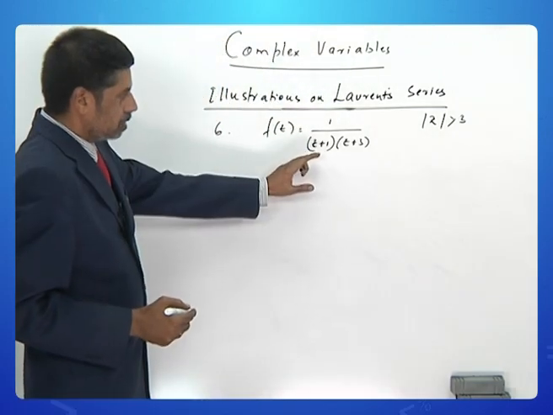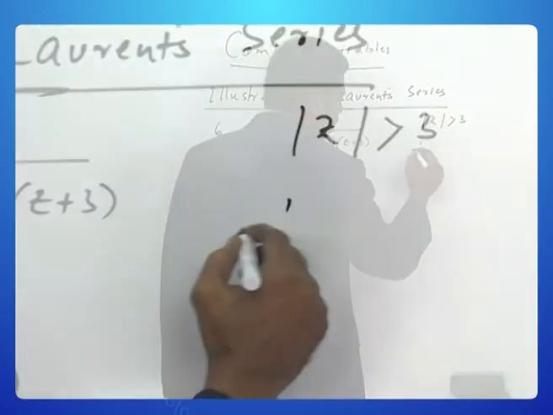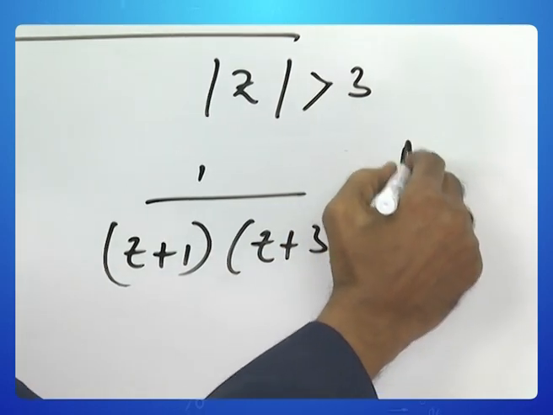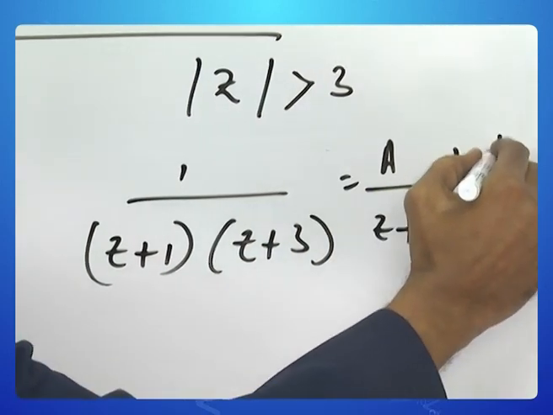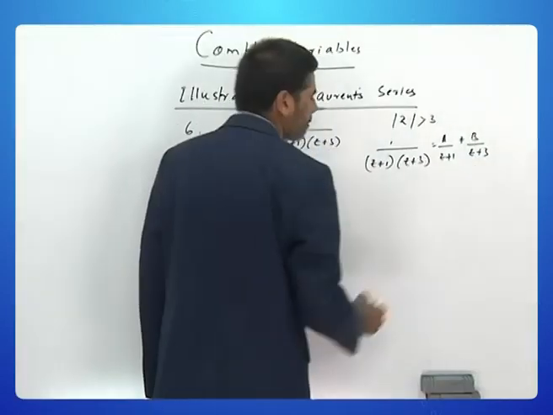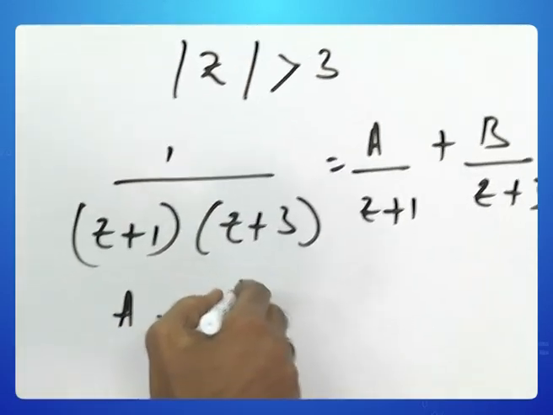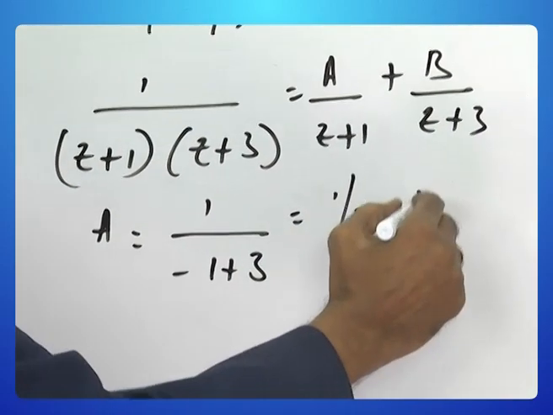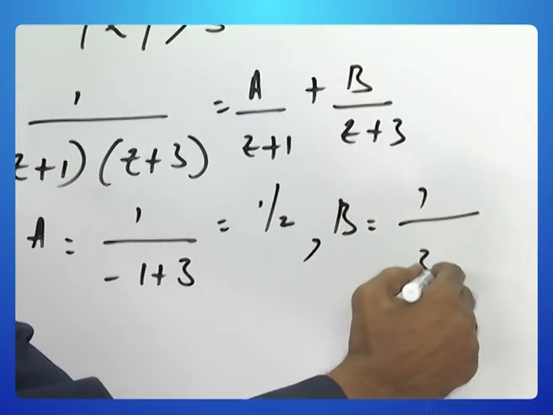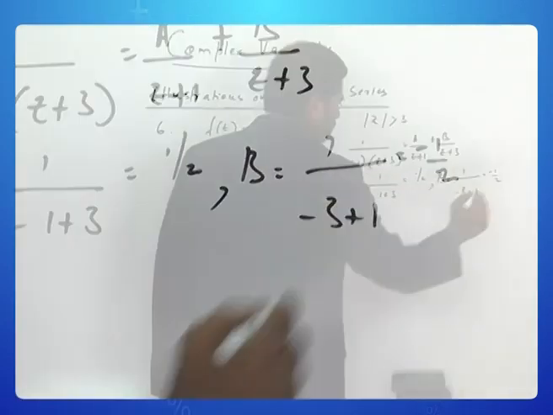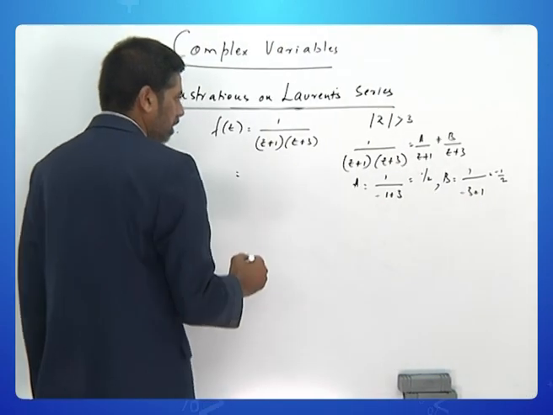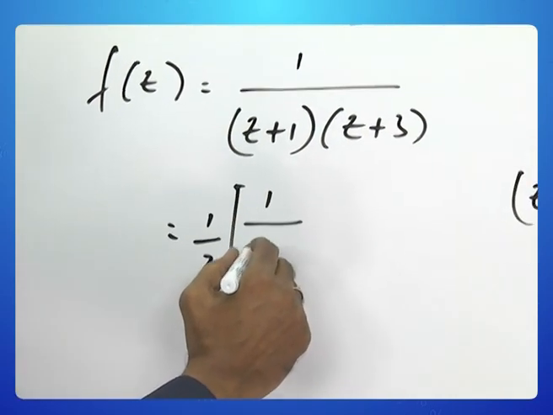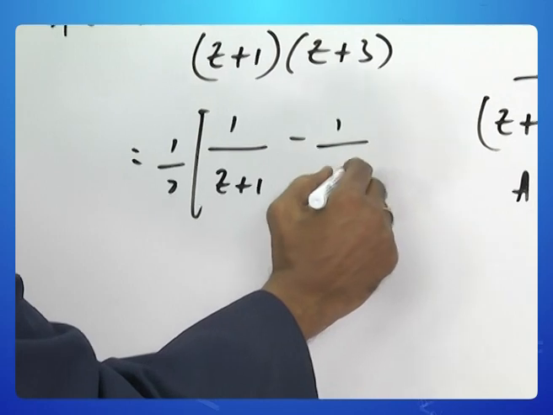So, first get the partial fractions of this function. Let 1 by z plus 1 into z plus 3 is equal to a by z plus 1 plus b by z plus 3. A is equal to 1 by minus 1 plus 3, which is half. B is equal to 1 by minus 3 plus 1, which is minus half. So, f of z can be written as half of 1 by z plus 1 minus 1 by z plus 3.